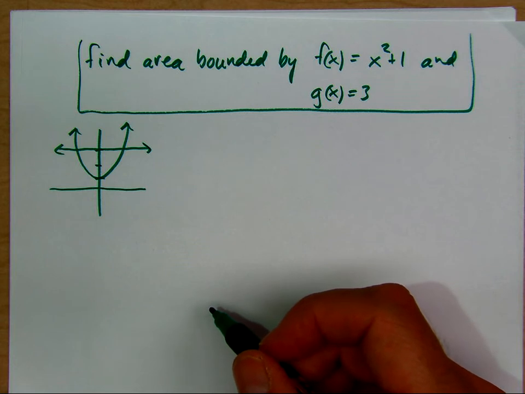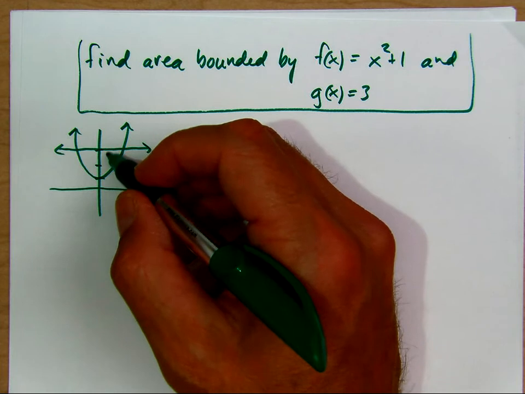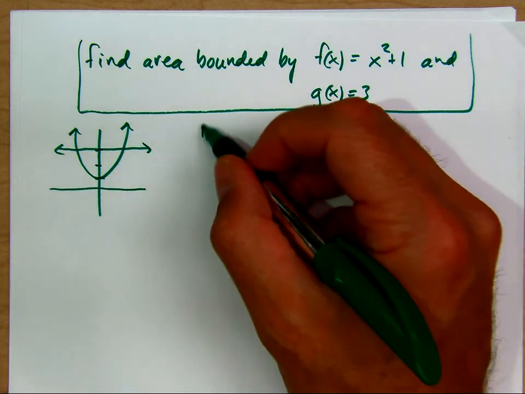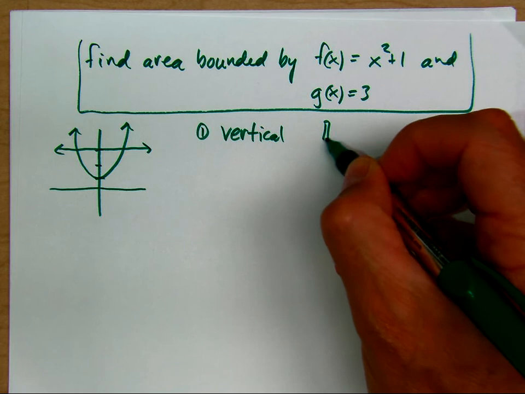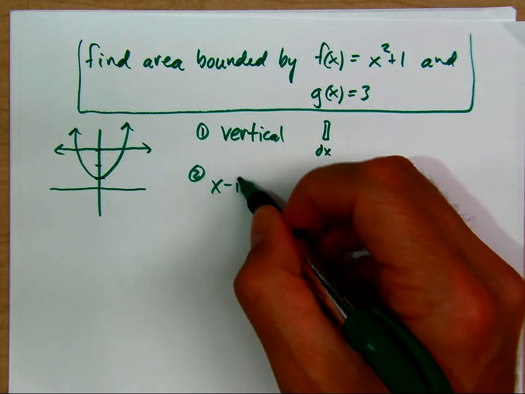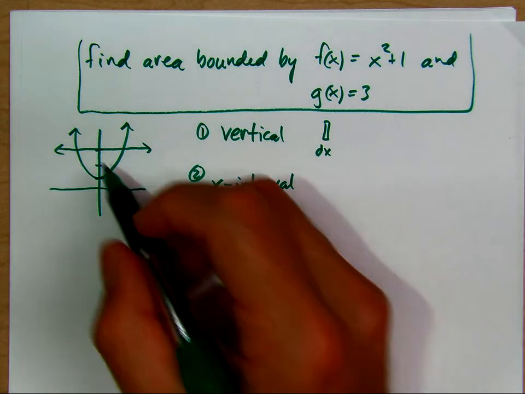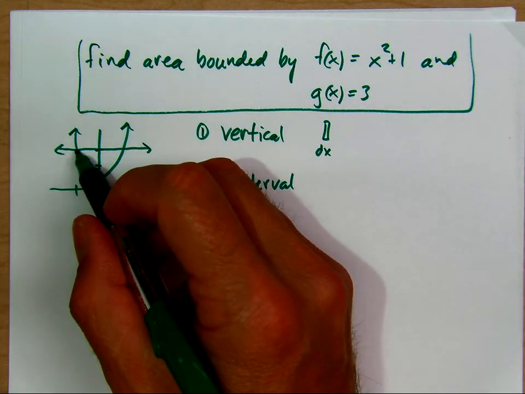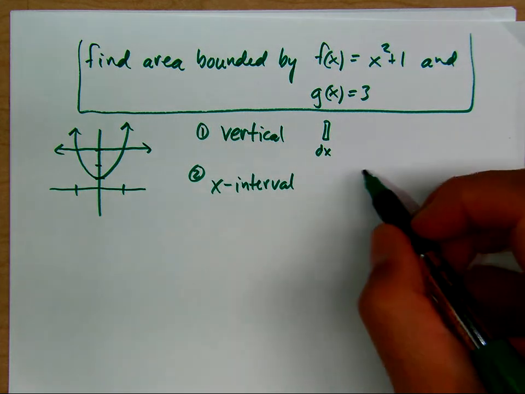So again, we could use horizontal or vertical rectangles, but it'll be easier to use vertical rectangles. So we're using vertical rectangles. That means we have a dx. That x tells us we need an x interval. We need the interval where the region starts, from where it starts to where it ends, and that is with the intersection.